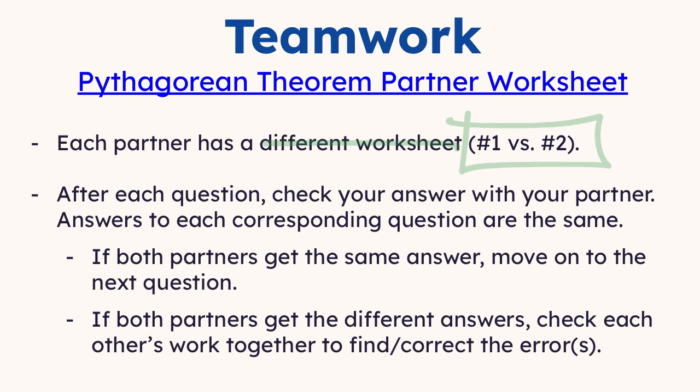So you're going to try each question one at a time, and then after each question, you're going to check your answer with your partner. So even though you have different questions than your partner, you should get the same answer. So if you get the same answer, then you move on to the next question. But if you get different answers, then you want to check things over and see if you can figure out if one or both of you made an error and try to help each other figure out a way to fix that error.